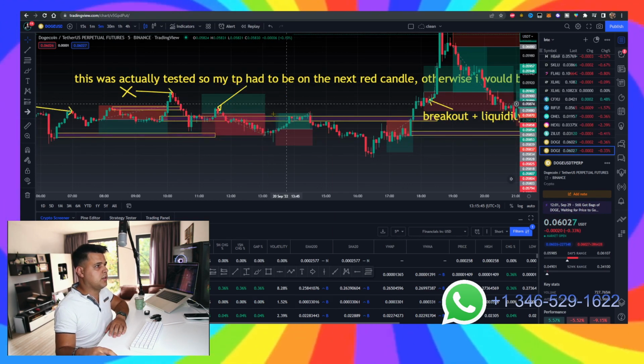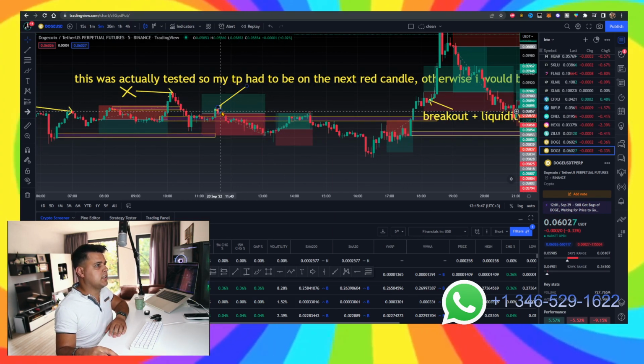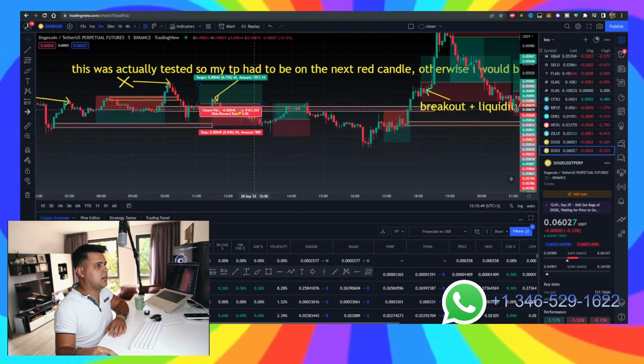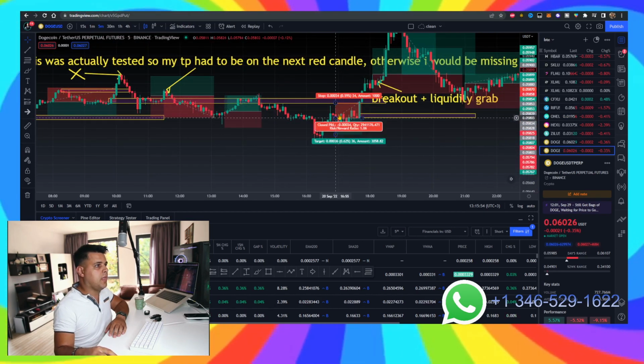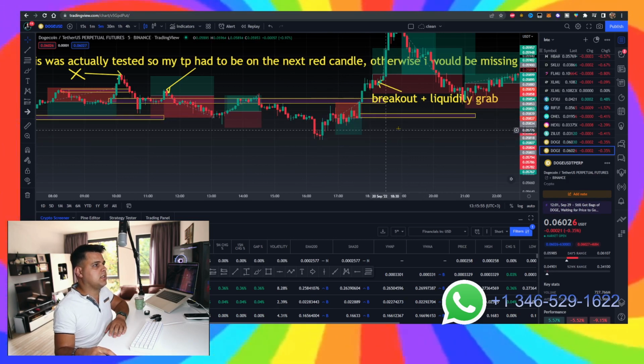Again, this is another trade. I took profit at the first untested zone. This was tested, as you can see right here. This zone was untested, and this was a really good trade. This was obviously a good trade, but it didn't work out.